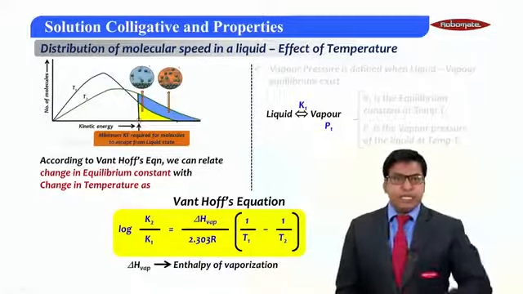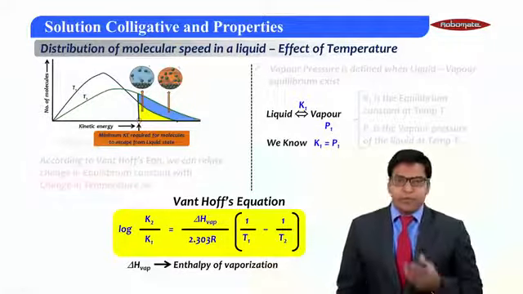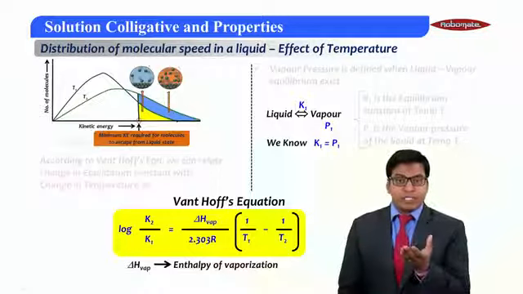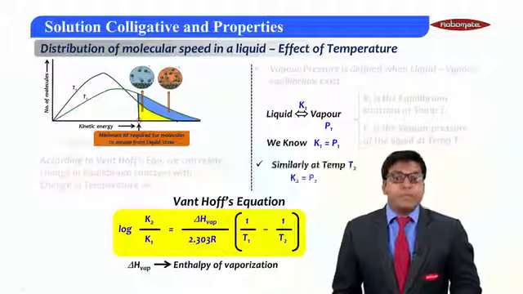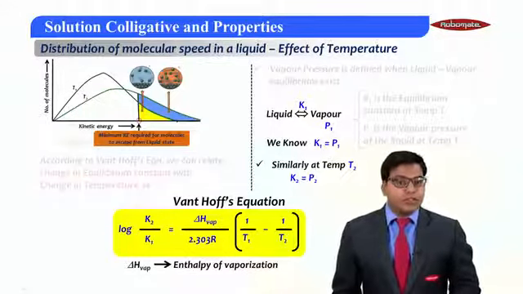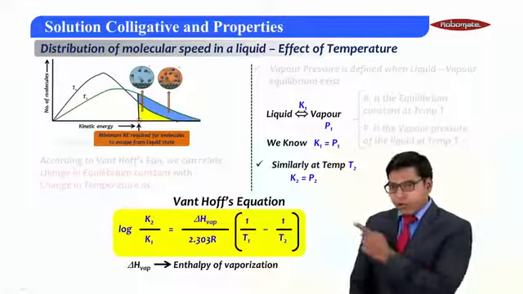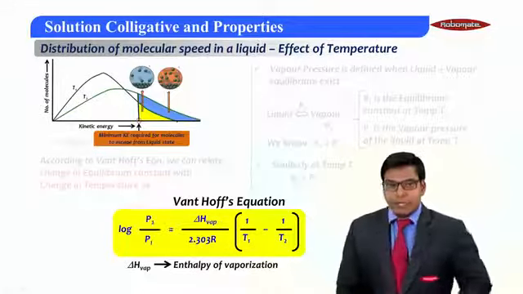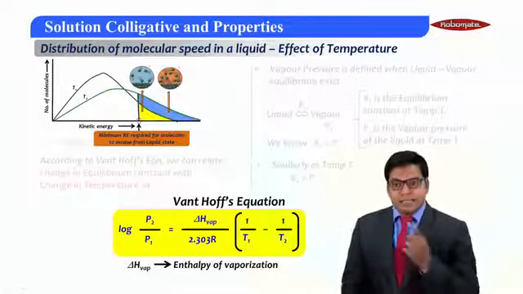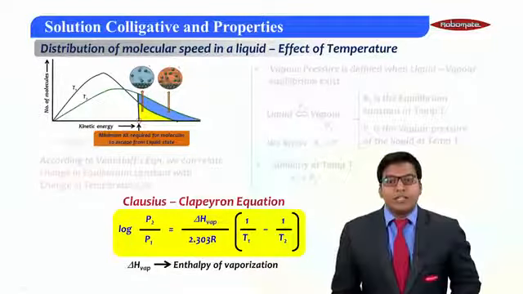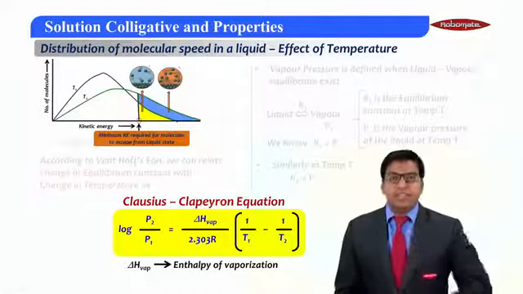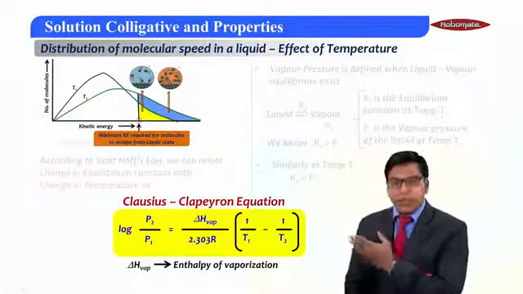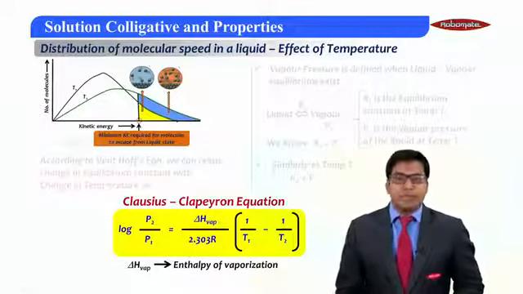Now observe it carefully. Can we write K1 is equal to P1? Because yes, liquid does not have any vapor content, so only the vapor phase contributes P1. So equilibrium constant K1 will be equal to P1. Similarly, at temperature T2, I can write K2 is equal to P2. So can I change log of K2 by K1 as log of P2 by P1? In that case, this Van 't Hoff's equation will be converted to the Clausius-Clapeyron equation. So students, that is how we derive the Clausius-Clapeyron equation, which is a relation between the vapor pressure of the liquid versus the temperature for a volatile solvent.